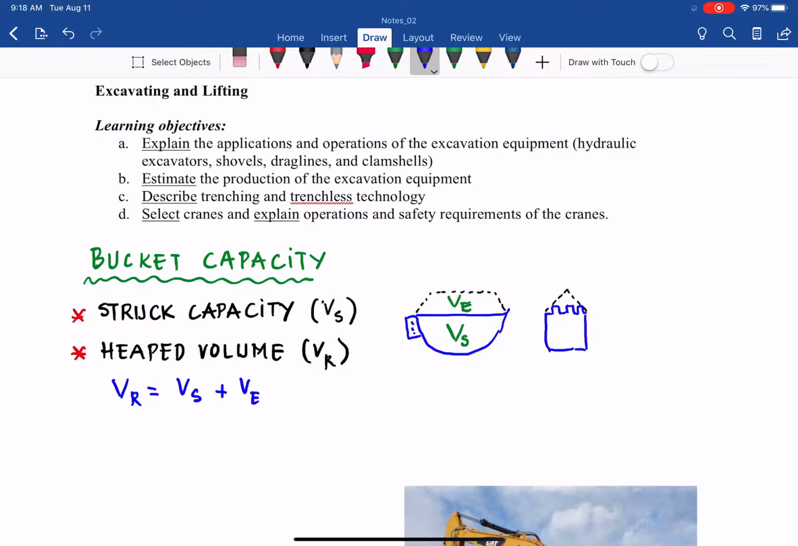And for other types of equipment like clamshell, we use the other capacity, we call it plate-line capacity, plate-line or water-line capacity volume. And normally, for example, it applies for clamshell.